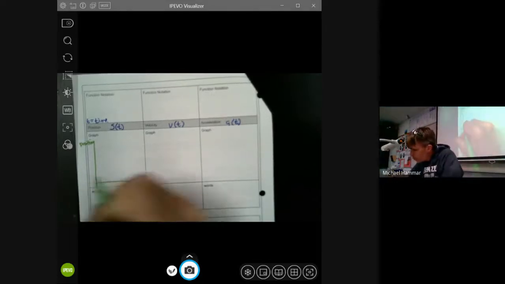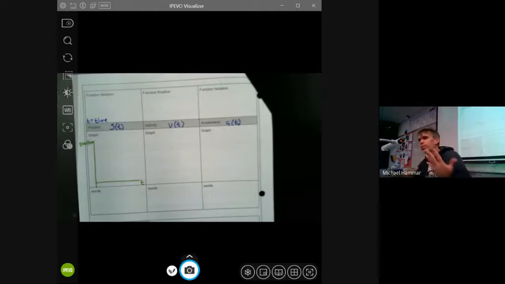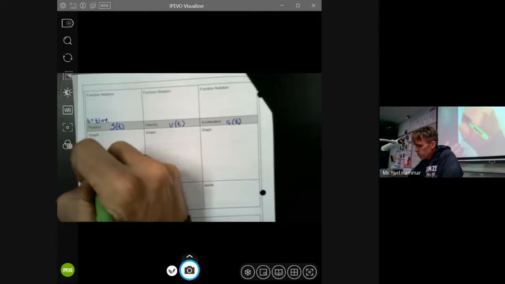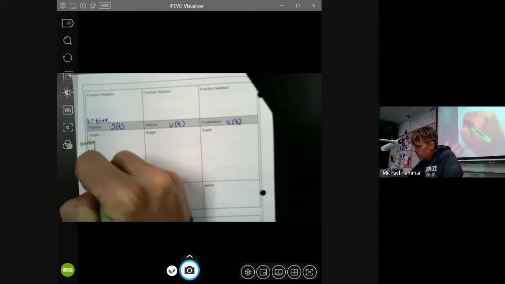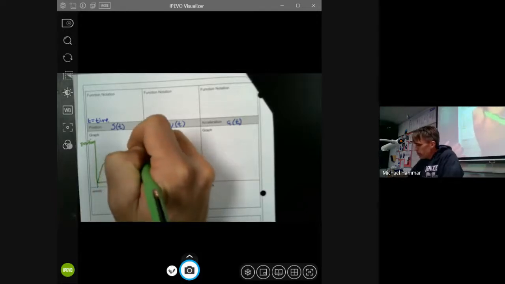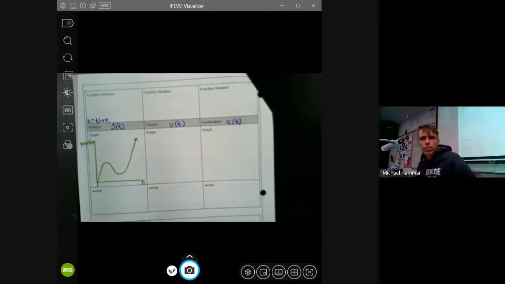Now, with position, you'll have some sort of graph. So I'm going to just draw a position graph here. I'm going to pretend that our graph goes up and goes down, and then it goes up again like this. So it's like some form of an x cubed function, okay? The first thing that you do need to realize is that there's a connection calculus-wise between position, velocity, and acceleration. So that's the first thing I would like to note.